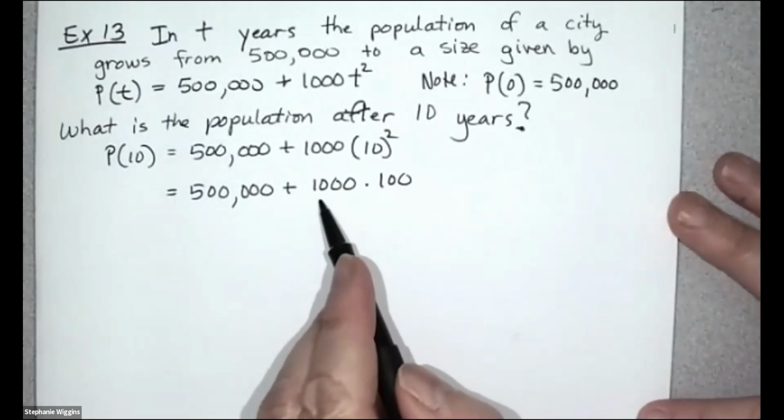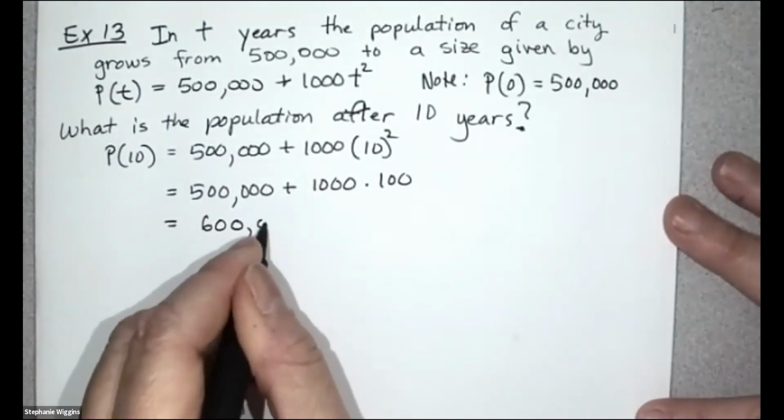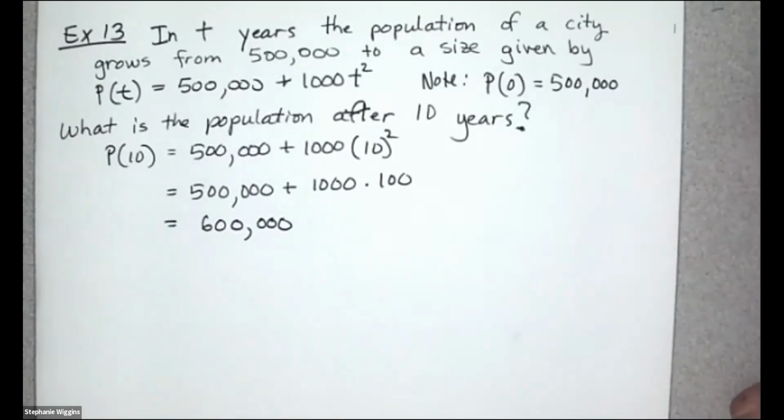And 1,000 times 100 is 100,000, so this is going to be 600,000.